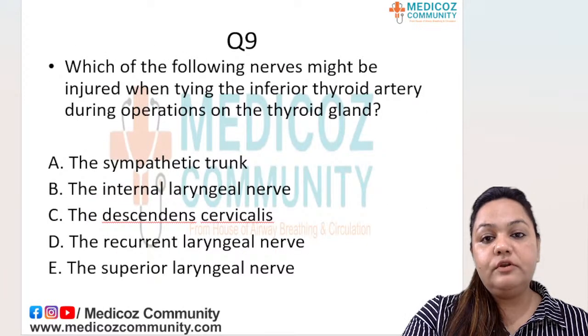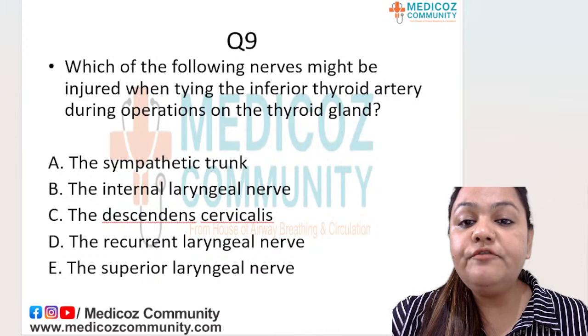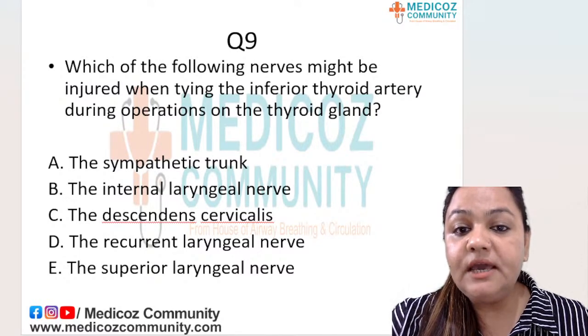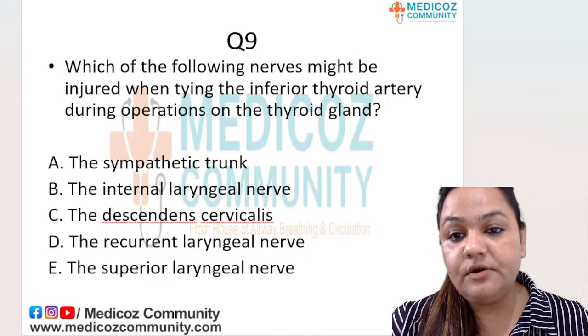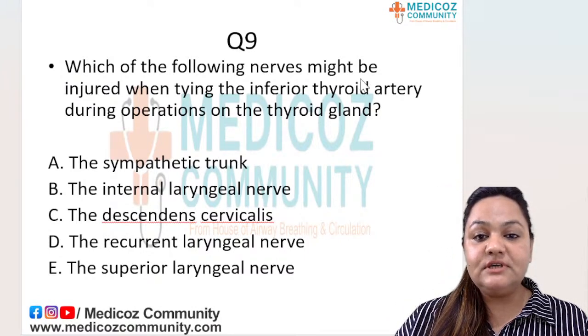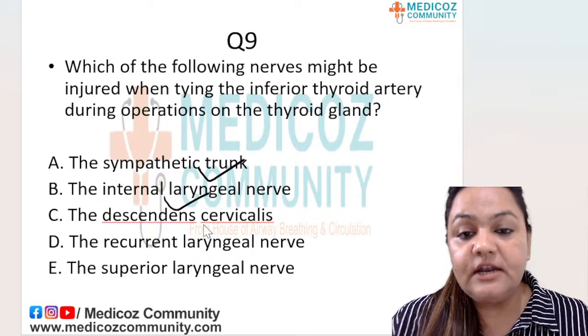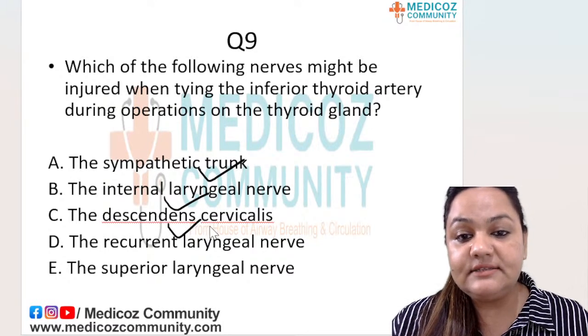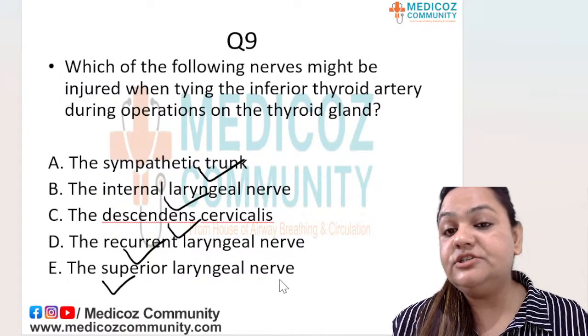Okay, now we will look into question number 9. Which of the following nerves might be injured when we are tying the inferior thyroid artery during the operation of the thyroid gland? Okay, so we have options here. Option A, sympathetic trunk. Option B, internal laryngeal nerve. Option C, descendens cervicalis. Option D, recurrent laryngeal nerve. And option E, superior laryngeal nerve.